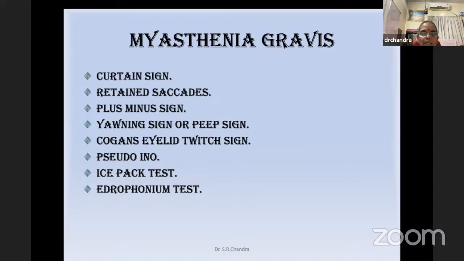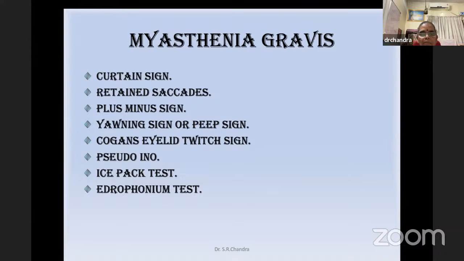Then Cogan's eyelid twitch sign. You tell the patient to fix on a target below, and slowly bring the finger up. When you fix on a target below and slowly bring the eye up, what we are doing is holding back. Even though the command is to open the eye, the opening is held back to match the speed of the moving finger. So it is actually holding back.